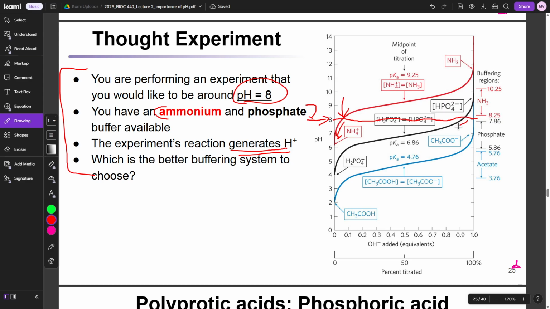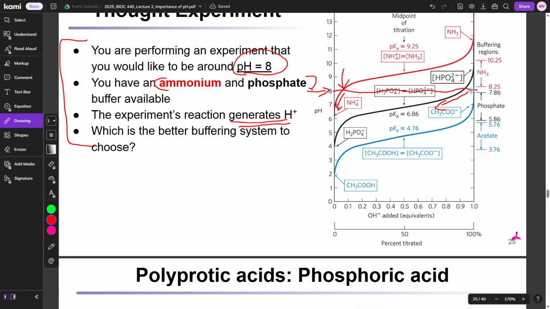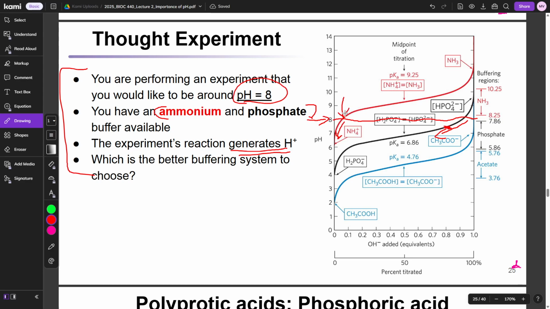If I add H+ here, it's relatively flat, right? It goes down a little bit. The pH change here is like, I don't know, 7.86 to like 7, so it drops by a little bit. If I go here, though, it drops by like 8 all the way down to like 6.5, right? That's a pretty big drop, and it would only drop further as I add more H+. So that's why we would probably pick this phosphate buffer and not the ammonium buffer, right? Good? Okay.